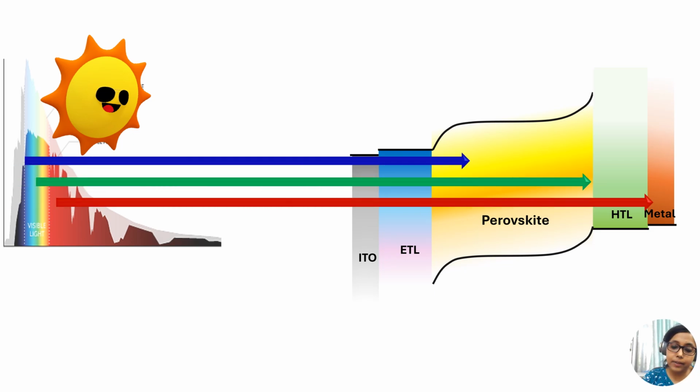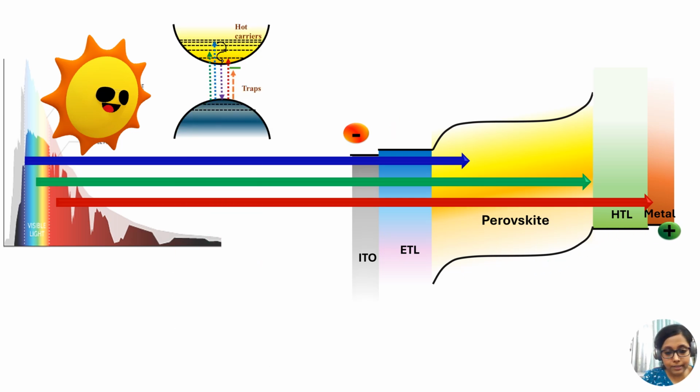It is well known that the perovskite solar cell has a sandwich device architecture. That means it comprises multiple layers and thus has multiple interfaces. So exposure to these different wavelengths can cause different phenomena within the device.